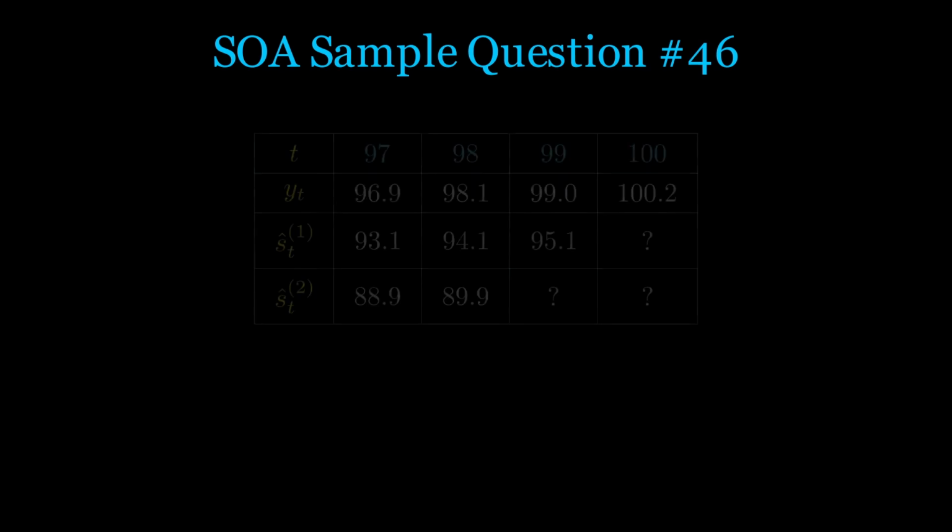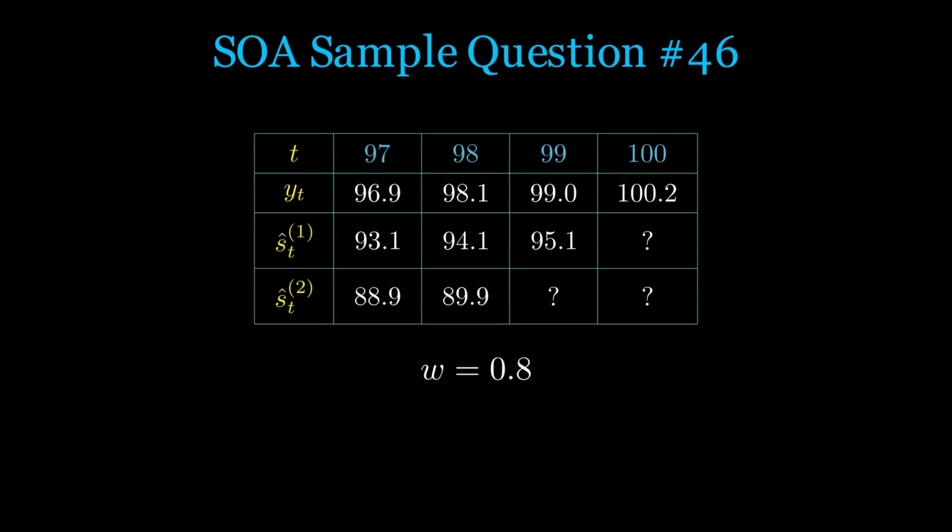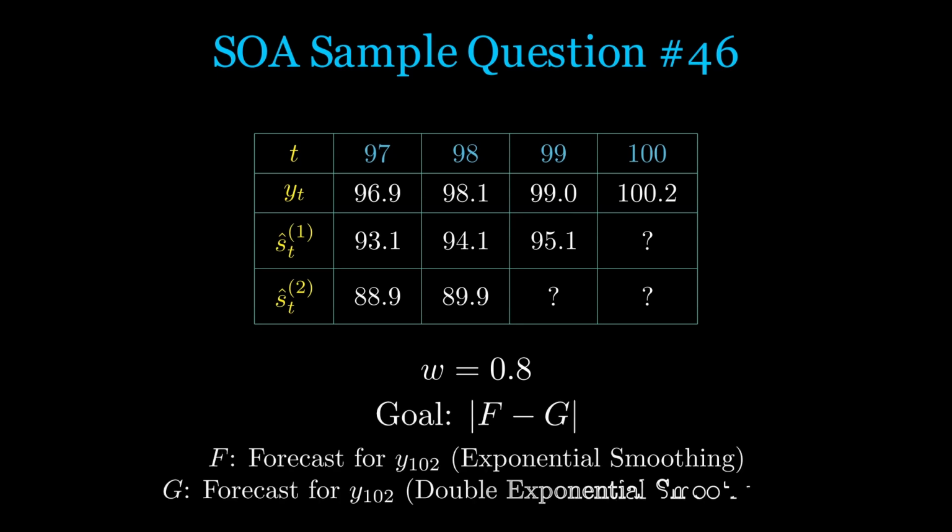Let's tackle SOA Sample Question number 46. This is a good example because it involves both simple and double exponential smoothing. It also allows us to see how forecast estimates are different for the two methods. We have a time series up to time 100. We are also given some smoothed values. The smoothing weight W is 0.8. Our goal is to find the absolute difference between F, the exponential smoothing forecast, and G, the double exponential smoothing forecast, for time 102.